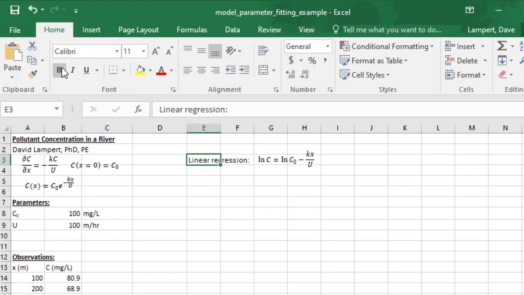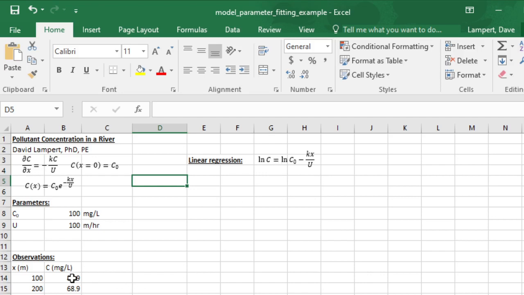I'm going to make it look a little nicer to break this up and make it more clear. Anyway, this is a linearized form. We have observations of C, we can take the natural log of those, and we have different points x. If I make a plot of ln C versus x, then it should be linear. Remember that y equals mx plus b is the formula for a straight line. Here our m would represent negative k over u, and our b would represent the ln of C0.